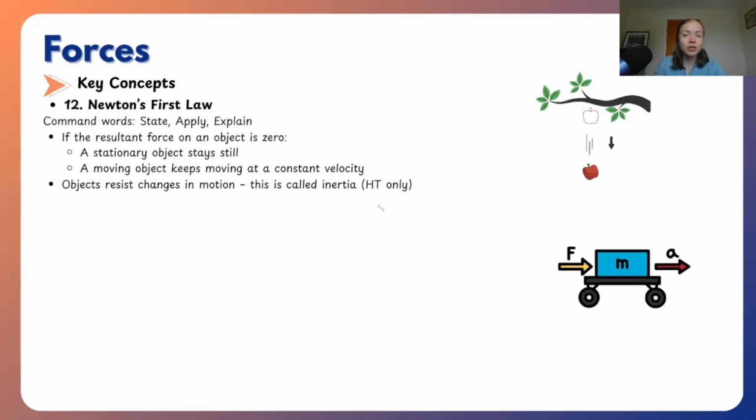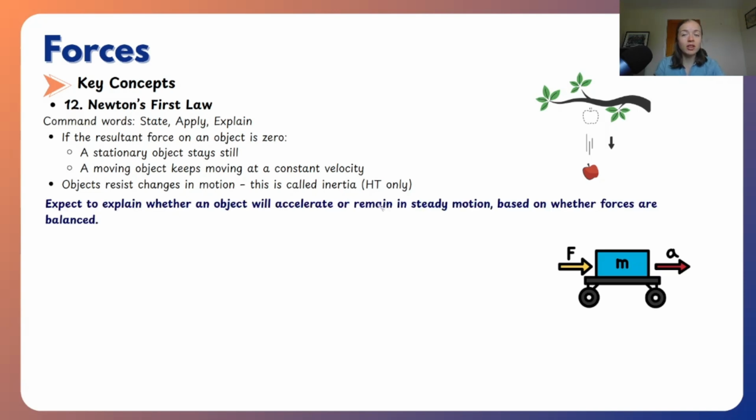For Newton's first law, you need to understand that if the resultant force on an object is zero, a stationary object will stay still and a moving object will keep moving at a constant velocity. And if you're higher tier, you need to be able to understand the concept of inertia, where objects resist changes in motion. So expect to explain whether an object will accelerate or remain in a steady motion based on whether forces are balanced or not.